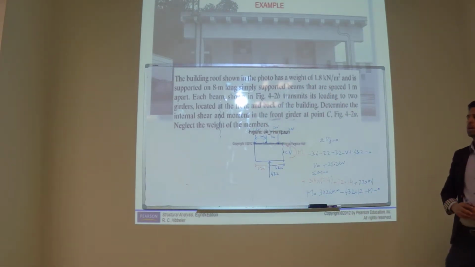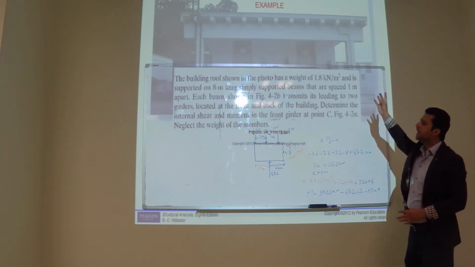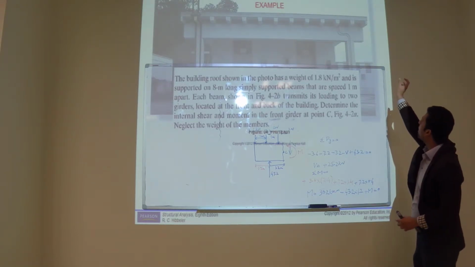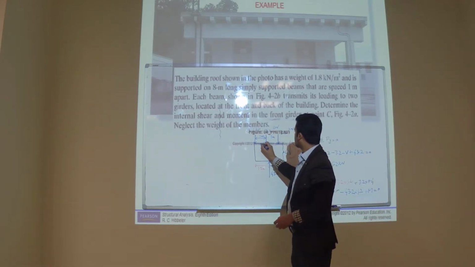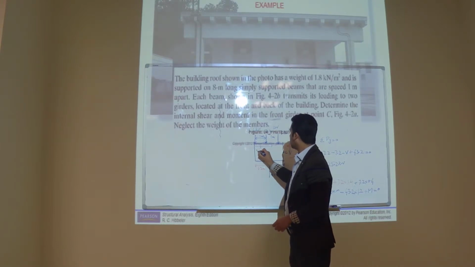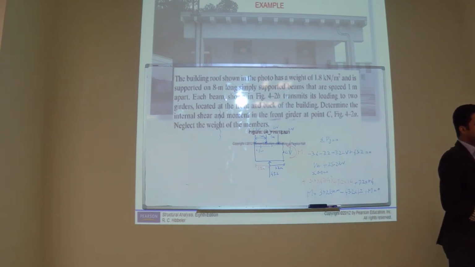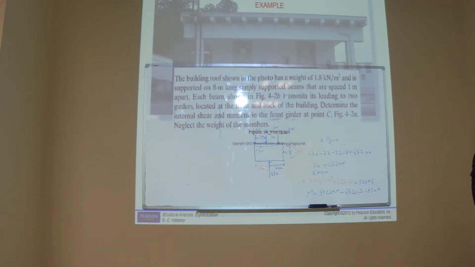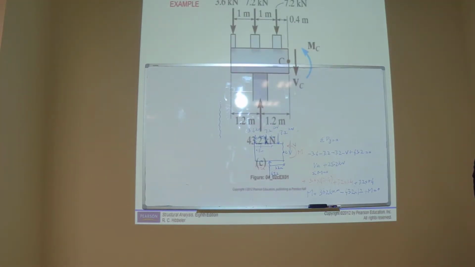How about the exterior? The exterior one, if you see, is supporting half of the distance. For example, this joist is supporting this distance, but this exterior is supporting only half a meter, 0.5. That's why we have 3.6 for the exterior and 7.2 for the interior. Let's go next.